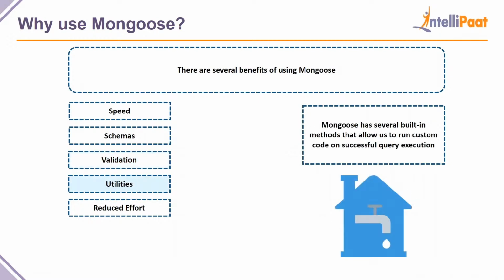Then come utilities. Mongoose comes with a lot of built-in methods that allow you to run custom code after execution or during execution. So you can perform these highly complicated tasks right after the execution of the query, and if you want to add a certain field to the data or manipulate the shape of the data that is being returned by the database, you can do it inside the Mongoose utilities.